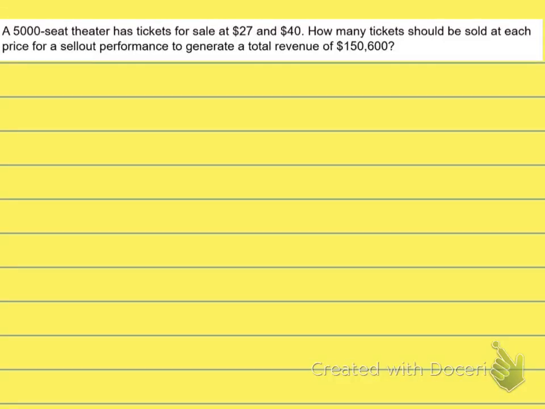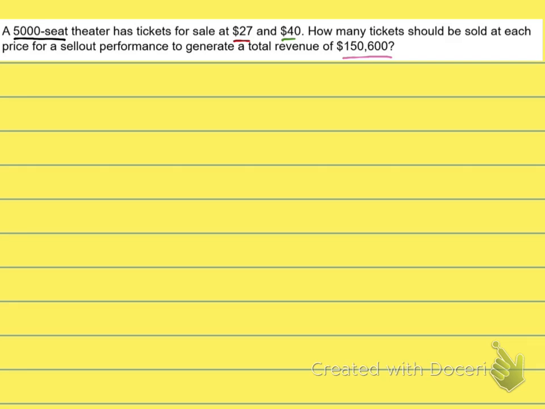Alright, we have an application of our system of equations, and what we're looking at here is a theater. It is a 5,000 seat theater, and we're selling tickets. Some of them are $27, some of them are $40, probably the better seats. It's asking how many tickets should be sold at each price to sell out for a sellout performance, meaning 5,000 people, to generate a total revenue of $150,600.